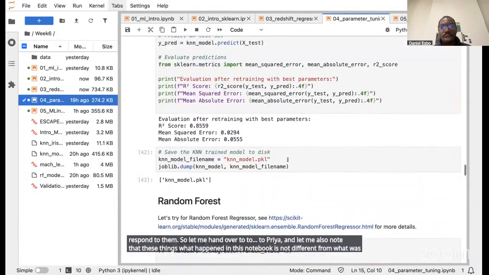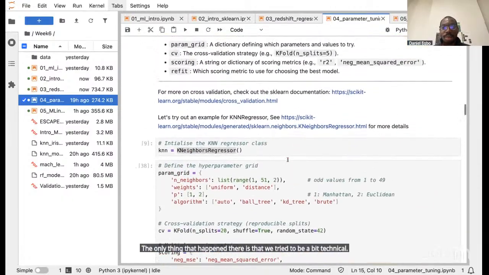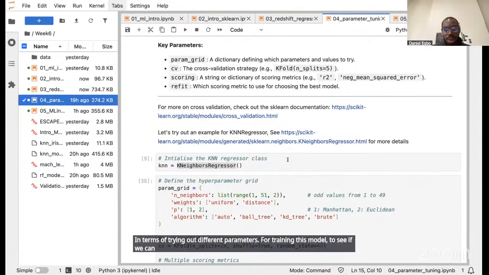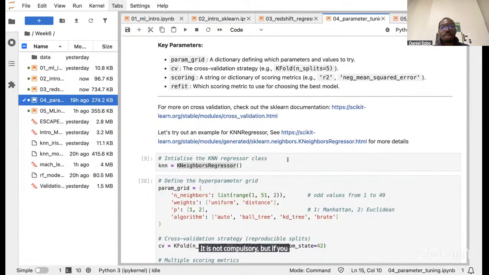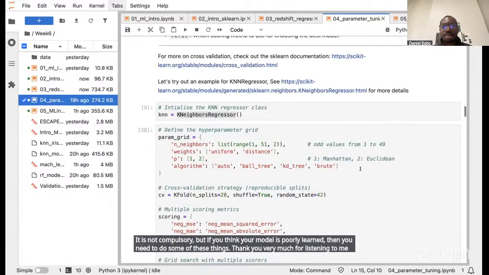And let me also note that what happened in this notebook is not different from what was shown in the previous one. The only thing is that we try to be a bit technical in terms of trying out different parameters for training this model to see if we can gain any improvement. Sometimes these are some of the exercises that you need to do. It is not compulsory, but if you think your model is poorly learning, then you need to do some of these things.